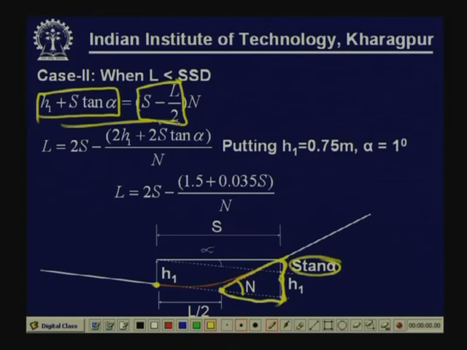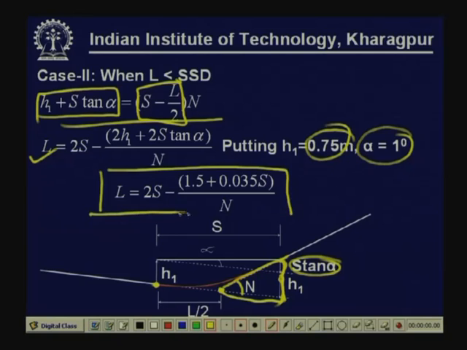So, from this basic equation also one can calculate the length of the valley curve, and here again we put the value of h1 as 0.75 meter and alpha as 1 degree, we get this simplified formula, which can be used for calculation of the length of the valley curve.